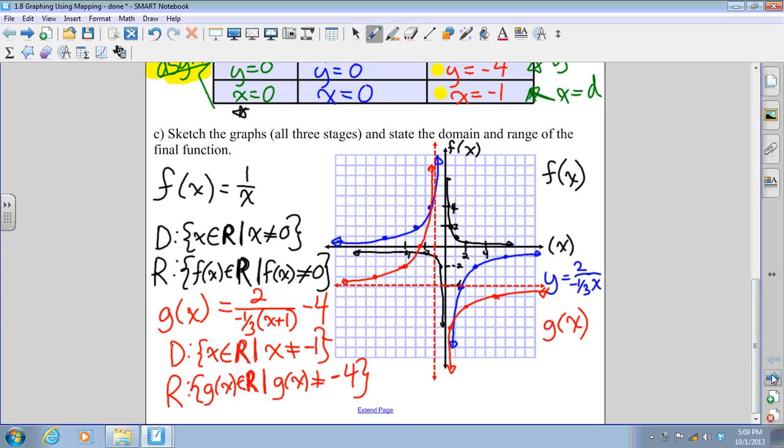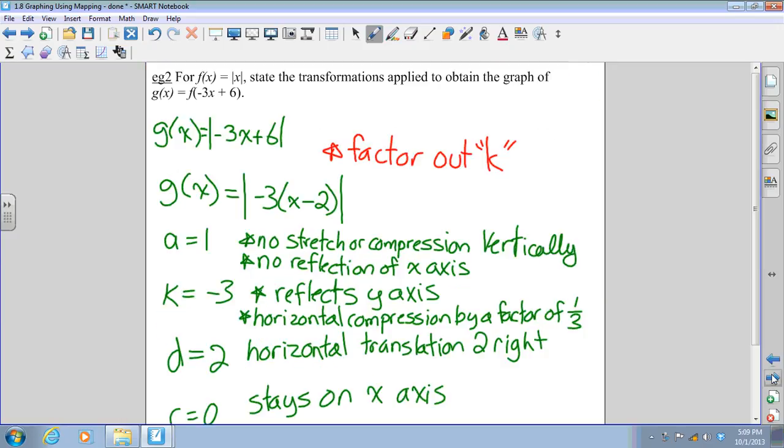All right, let's take a look at the next page here. All right, example 2. If you're given f at x equals the absolute value of x, state the transformations applied to obtain the graph of this following function. Notice this, ladies and gentlemen, right here. Again, the function exists on the right side, so you can't graph it as it is. So the first thing you need to do is sub it into your parent function, which is your absolute function.